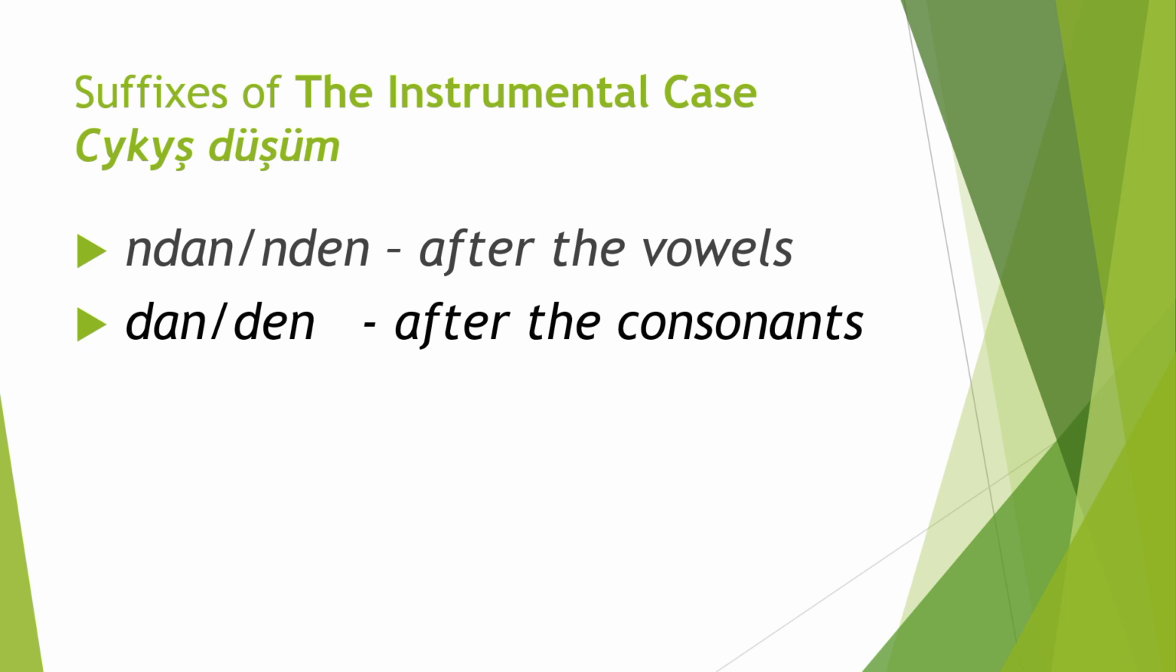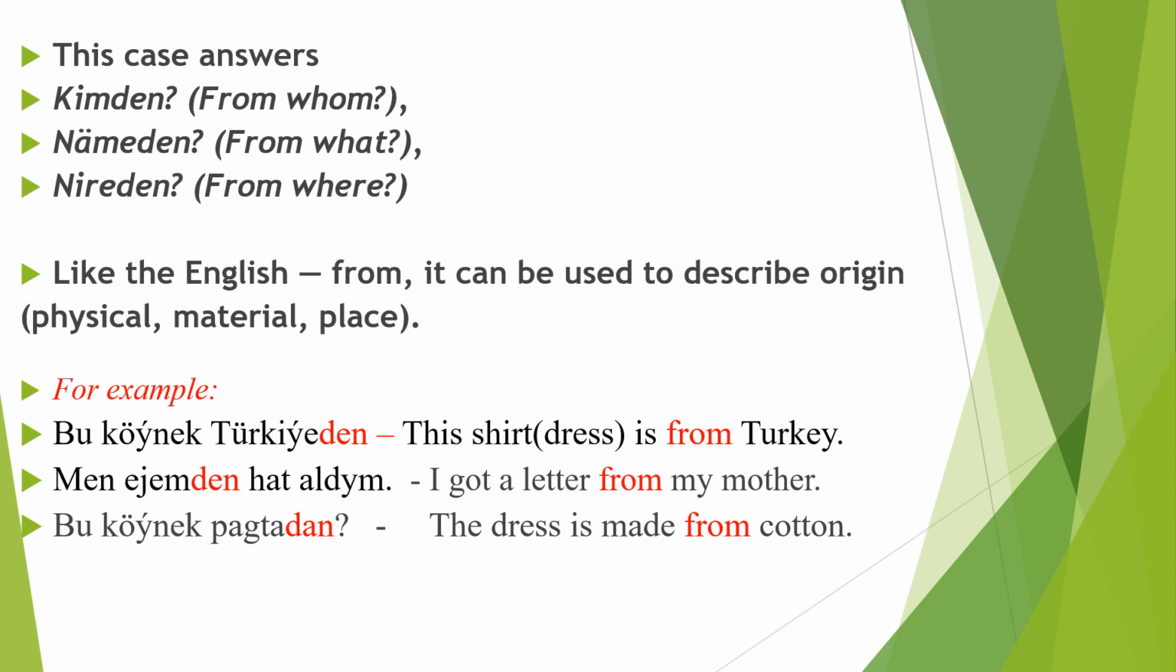And today we study dan, den. This case means from in English. So the questions of this case are kimden, nireden, nämeden. From whom, from what, from where. Like the English from, it can be used to describe the origin, physical material, or place. For example, bu köýnek Türkiýeden. Köýnek, bu, this, köýnek.